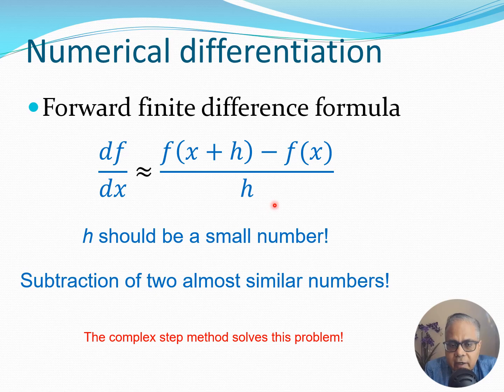So on one hand you should make h as small as possible, but the problem is computers use finite precision math, and therefore h is limited in terms of how small it could be. Now the complex step method actually solves this problem. It avoids the problem of trying to subtract two small numbers. So let's look at that method.